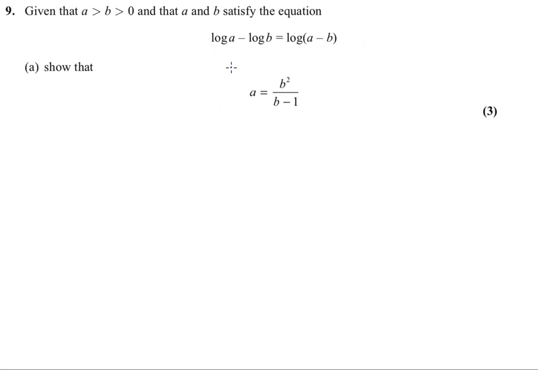Question 9 is a logs question, and it's just asked us to show that we can solve the equation. It also says that a is bigger than b and they're both bigger than 0. Show that we can get this.